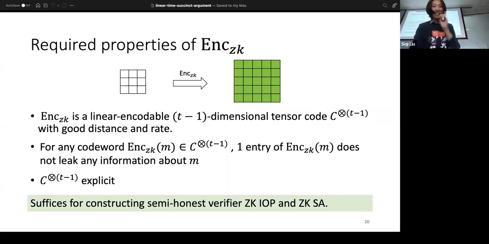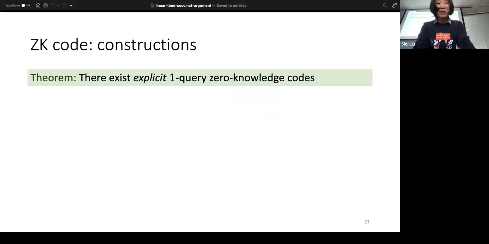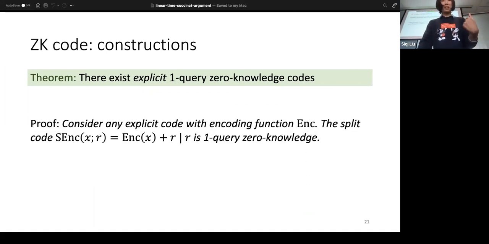5 minutes. Okay, great. Then that's enough time for me to quickly say basically how we construct this. It's going to be a bit boring because, honestly, it's just a one query zero knowledge code. I think most of you might already have an idea in your mind how to construct this. Basically, the idea is to use a split code, which is very simple.